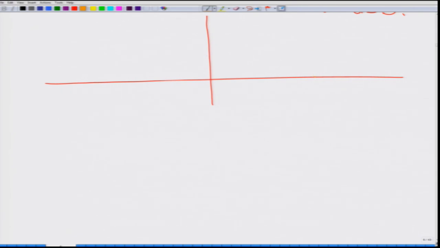Now if you look specifically at the upper sideband, let me redraw the spectrum again. If you look specifically at the upper sideband, so I have this band which is centered at fc, correct?